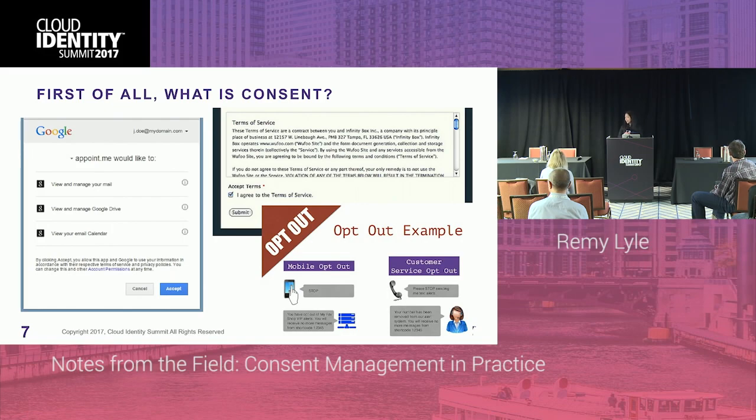So, this is a fun first question. What is consent? The thing I found most interesting right off the bat is I asked this question to just 5 people, and I got 5 completely different answers. At the heart of it all, there are many different types of consent. There's consent as in, I'm jdoe at mydomain.com, and I consent to give my mail to appoint.me. I let them view my email and calendar, a more granular attribute scope basis as far as consent goes.